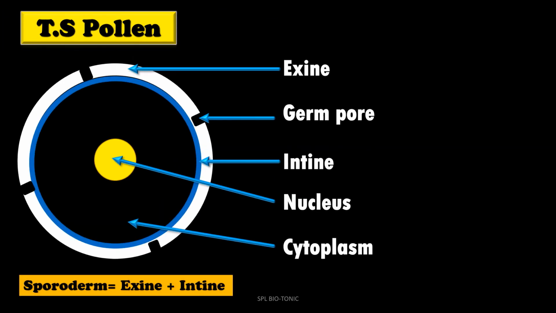Now, let us talk about the transverse section of pollen. This pollen shows distinct nucleus and it is surrounded by cytoplasm. The wall of the pollen is called sporoderm. It is made up of 2 layers, outer exine and inner intine. Exine is made up of sporopollenin, which is secreted by tapetum. Sporopollenin is the most resistant chemical in the plant world. Therefore, these pollens are commonly found in fossils.